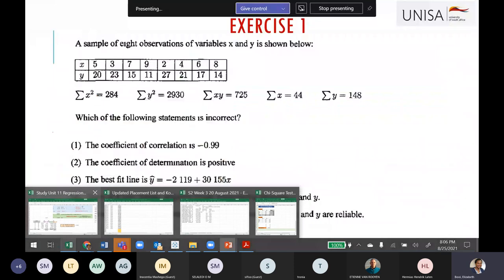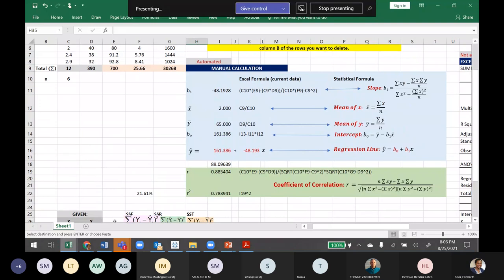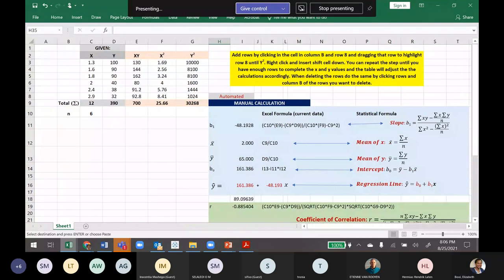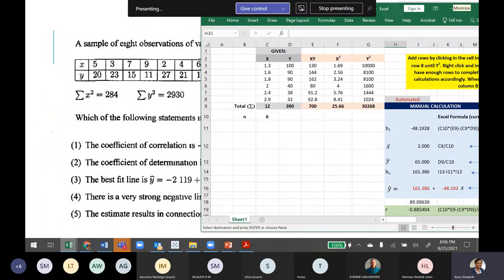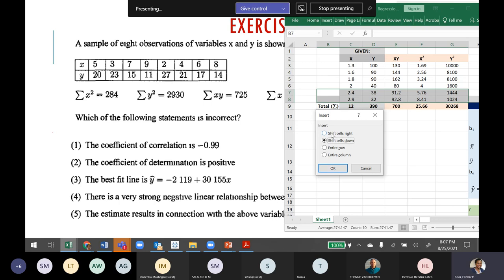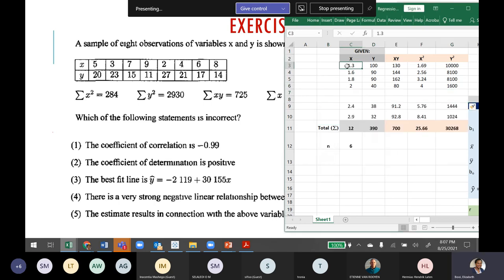Now you can either use the summations manually and calculate your regression questions, or you can just use your template as provided to answer the question. So remember, for your X and Y, you just need to count how many variables you have. 1, 2, 3, 4, 5, 6, 7, 8. I have 6 here, so I need to add 2 more. You just hover on the 2 above the total and highlight them, insert the 2 columns, and shift down. And then start capturing your data.